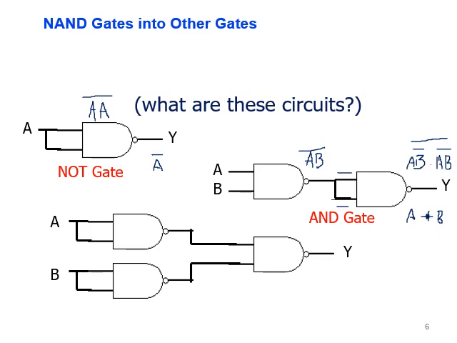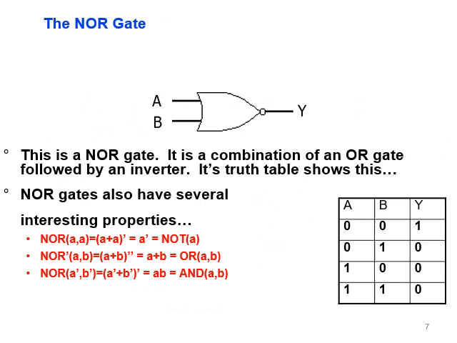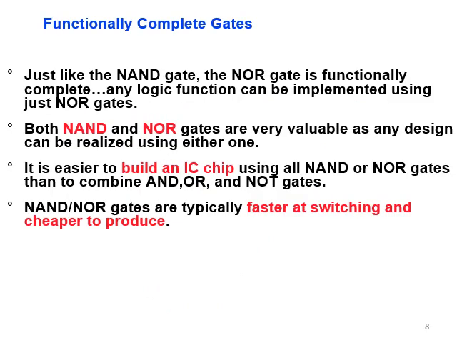And for the last one, by the way, for NOT we use only one NAND. For AND we use two NAND, 1 and 2. And for OR we use 3 NAND, 1, 2, and 3. And you can go through the steps, you will find you come up with the OR result, which at the end is A plus B.